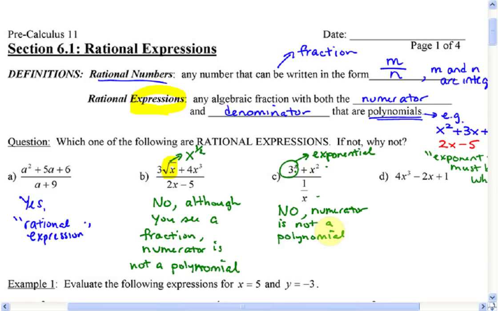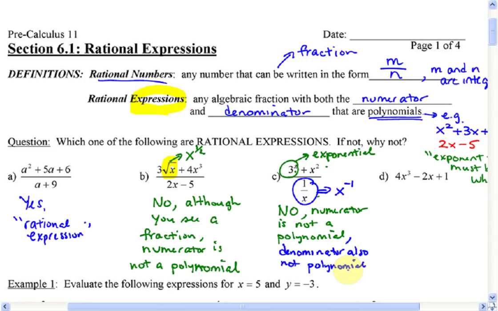And neither is the denominator, by the way. The denominator is 1 over x. If you rewrite that as x to the power of, does anyone remember the exponent for 1 over? 1/2. Close, not 1/2. Negative 1, thank you. So once again, that's not a whole number, so the denominator is also not a polynomial. So B and C, no.